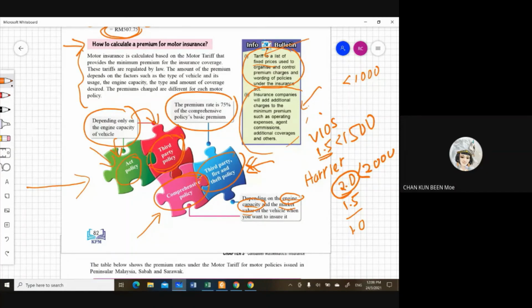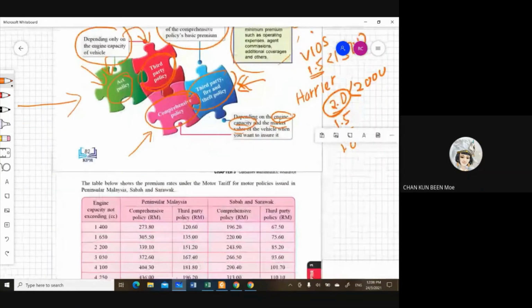So when you finish the class later on, you go to the car porch, you go and see how much is the capacity of the engine owned by your parent. Okay. So now we are going to continue with the motor tariff.